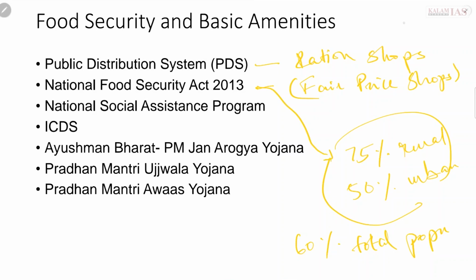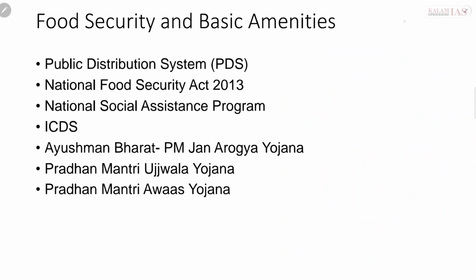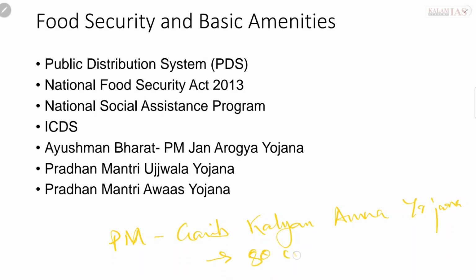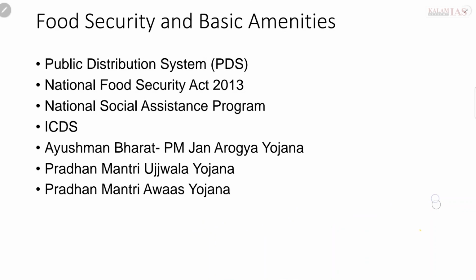Please note that under the PM Garib Kalyan Anna Yojana, 80 crore people will be given free grains every month. So this merges the NFSA and the PDS for the time being.